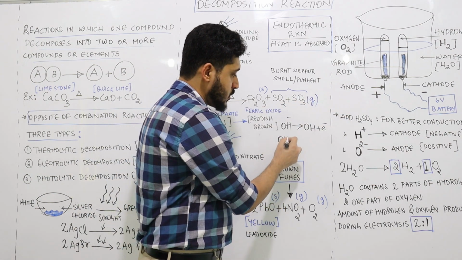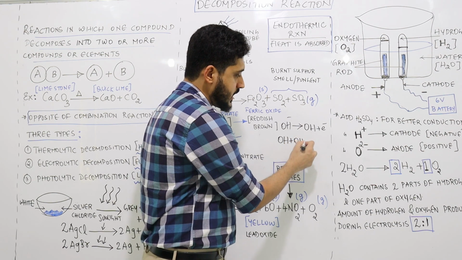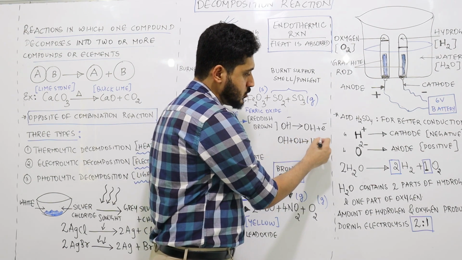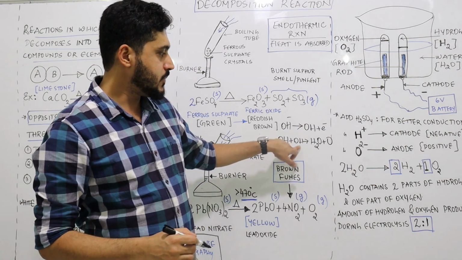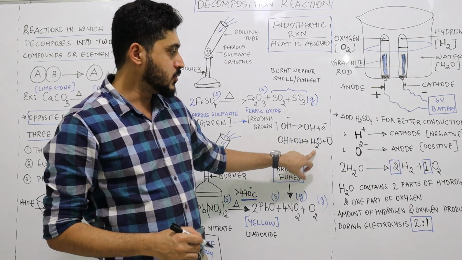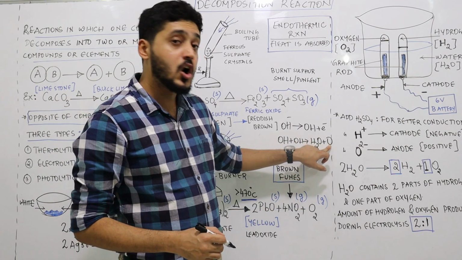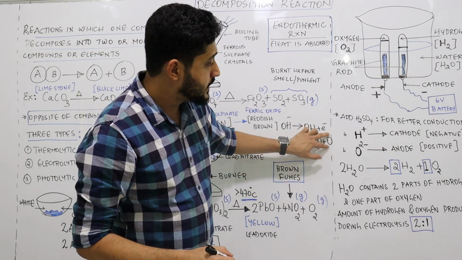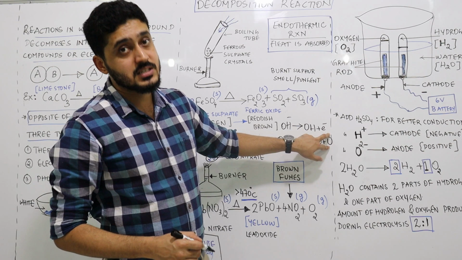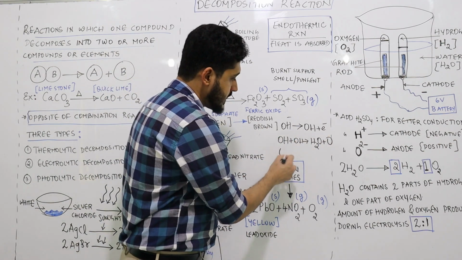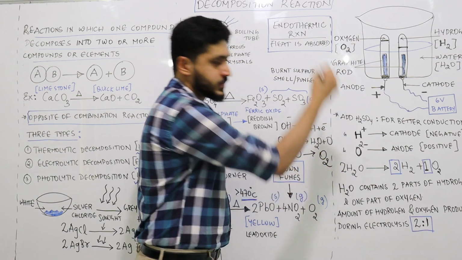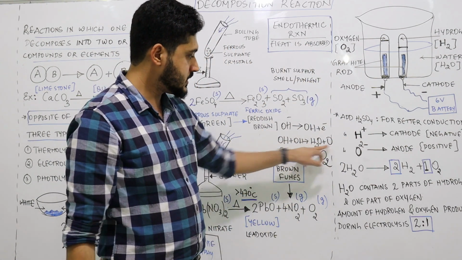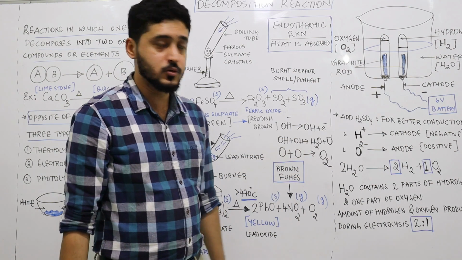Now this OH will combine with one more OH to give you H2O and an oxygen atom. You know, this oxygen atom is again unstable. Now this oxygen will combine with one more oxygen to give you O2 gas.